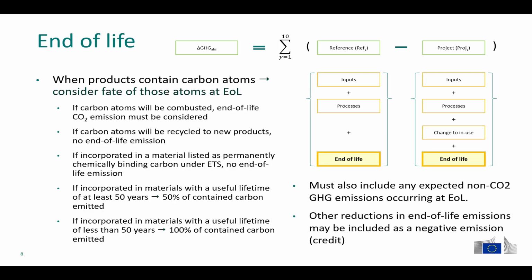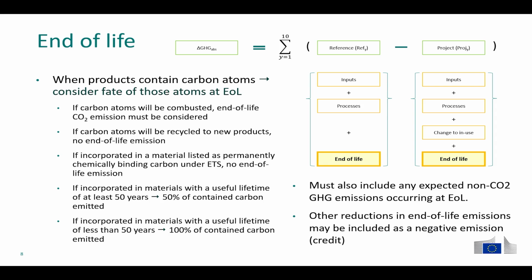The final box that applies to both the reference and the project scenarios is the end-of-life box. When products contain carbon atoms, then the applicant must consider the fate of those atoms at end of life. And as I mentioned earlier, the end-of-life box now also includes combustion of products. If carbon atoms will be combusted, the end-of-life carbon dioxide emission must be considered here. But if carbon atoms will be recycled into new products, then there is no need to include an end-of-life emission.